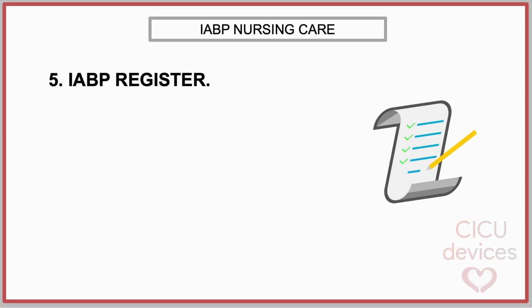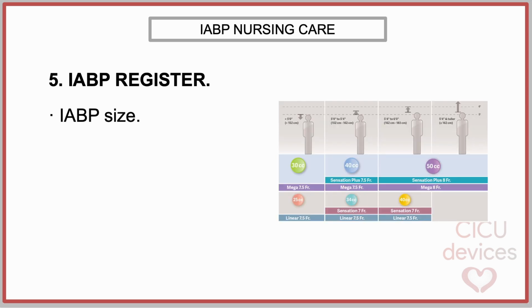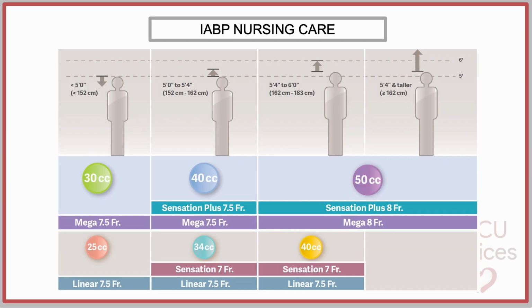Accurate documentation by nursing staff at the time of patient admission is also essential. Several key technical parameters related to the device should be recorded in the patient's chart. First, the size and type of the IABP catheter should be documented. Standard IABP catheters are 7.5 to 8.0 French with balloon volumes selected based on patient height.